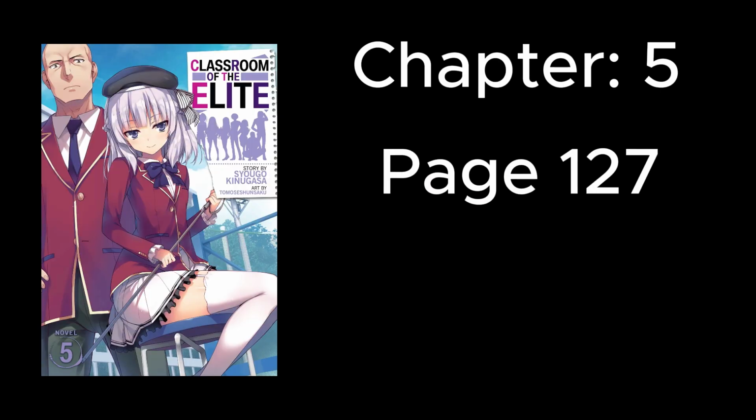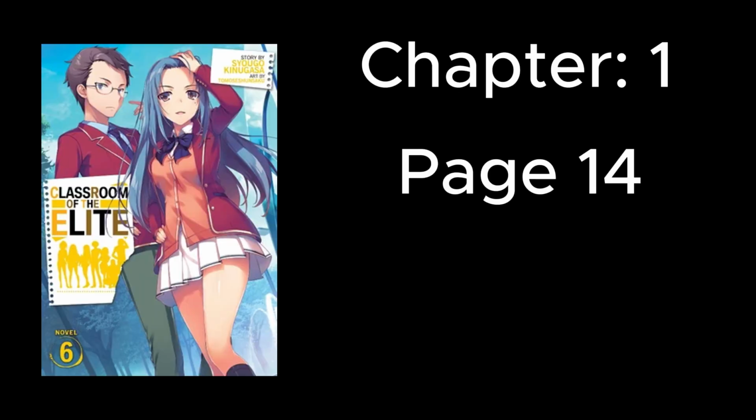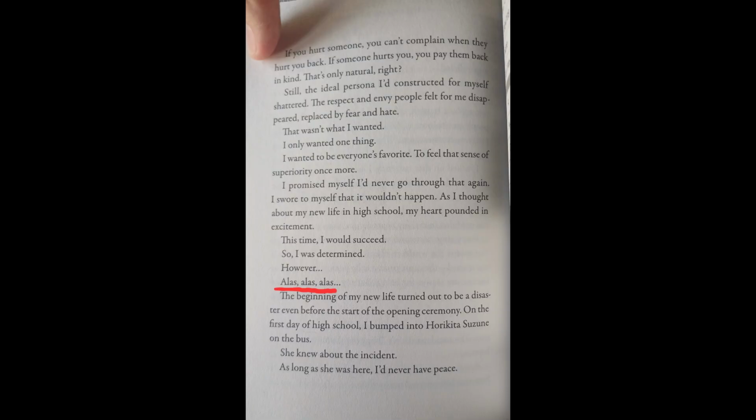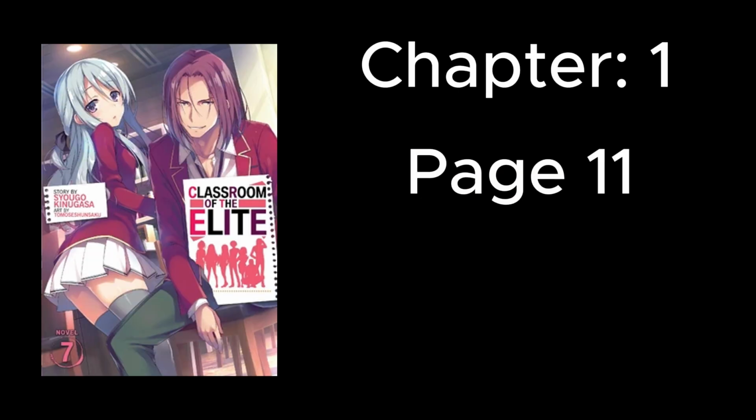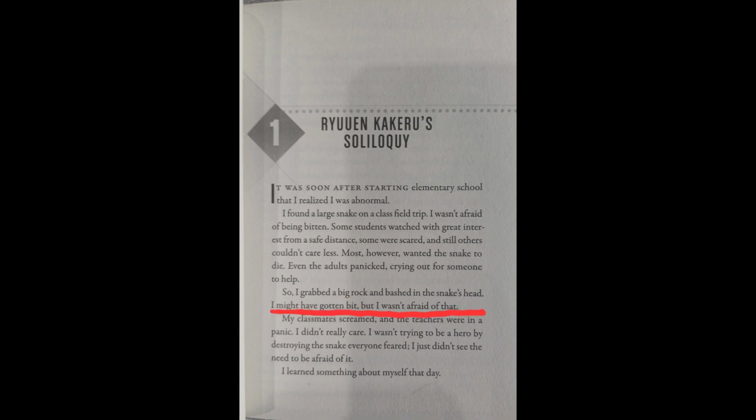Volume 5, look for the first line of Chapter 5. If it says this, it's the original. If it says this, it's a revised edition. Volume 6, in the ending of the first chapter, if there's this part where it says, "Alas, alas, alas," it's the revised edition. Volume 7, first page of Chapter 1, you'll find this line. If the paragraph ends here for you, you have the original. If it continues with this line, you have the revised edition.